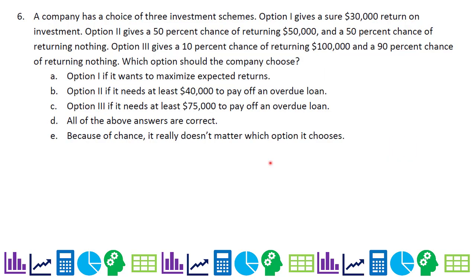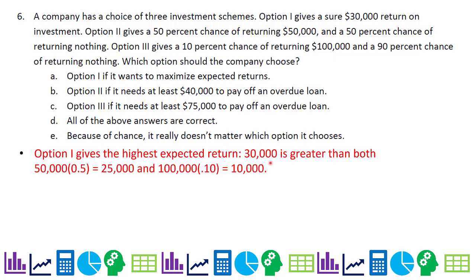Number 6, a company has a choice of 3 investment schemes. Option 1 gives a $30,000 return on investment. Option 2 gives a 50% chance of a return of $50,000 and a 50% chance of nothing. Okay. Option 3 gives a 10% chance of returning $100,000 and a 90% chance of returning nothing. Which of the options should the company choose?